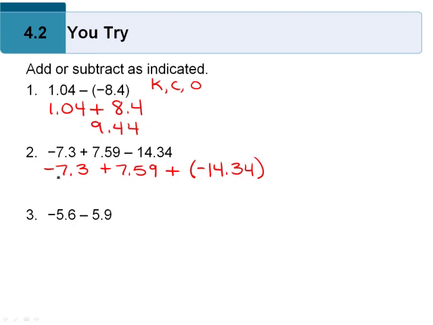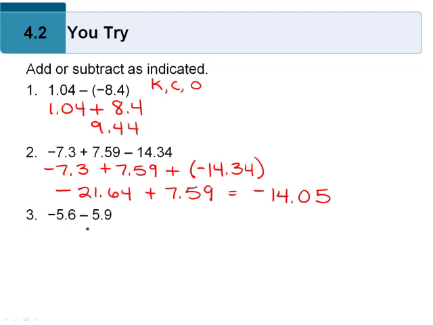I'm going to add the 2 negatives first, and I know that's going to be a negative answer. So let's see, we have 7.3 plus 14.34, and that will be a negative 21.64 plus 7.59. So we have a negative and a positive. We have to subtract there and keep the sign of the larger number. So we're going to subtract 7.59 from that, and we get a negative 14.05.